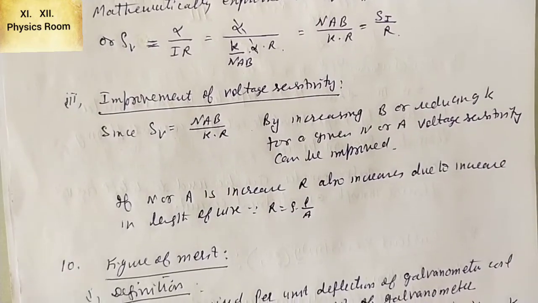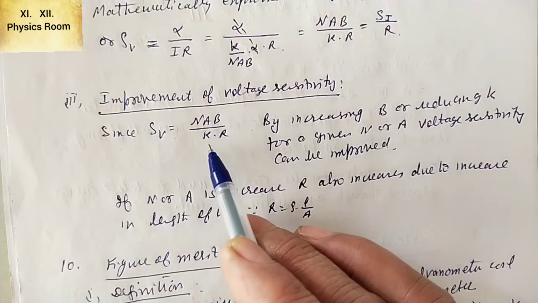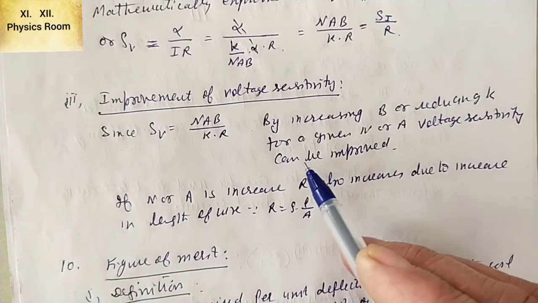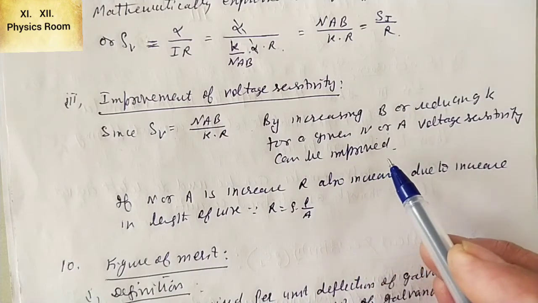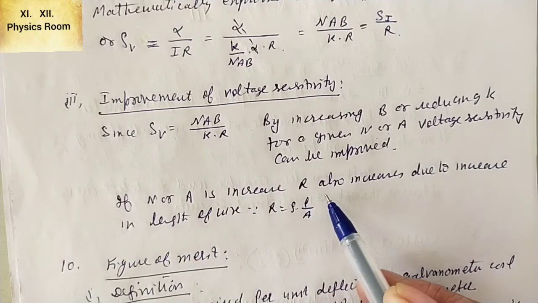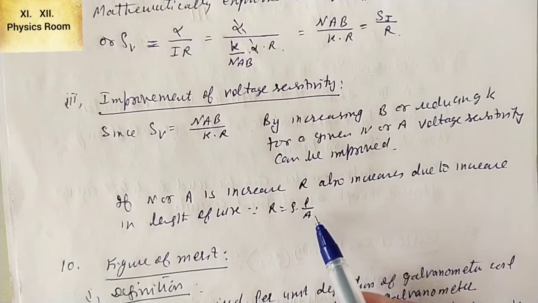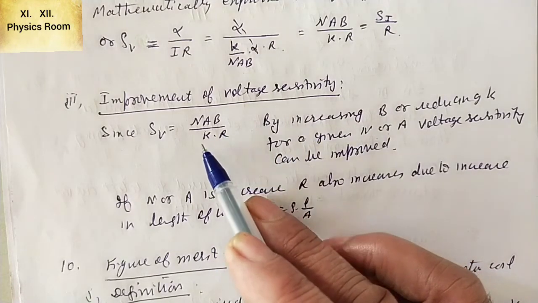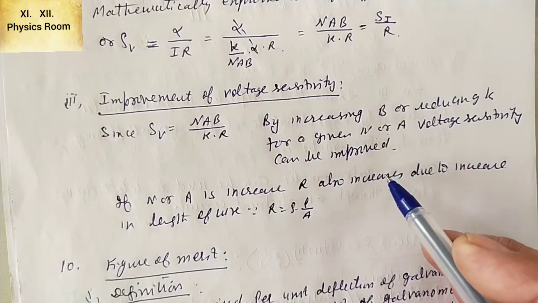Now improvement of voltage sensitivity. How can we improve voltage sensitivity? Since SV is equal to NAB by K into R, by increasing B or reducing K for a given N or A, voltage sensitivity can be improved. If N or A is increased, R also increases due to increase in length of the wire, because R is equal to rho L by A. So N and A cannot be increased to increase voltage sensitivity. The only two parameters are B and K. By increasing B or reducing K, we can improve voltage sensitivity.